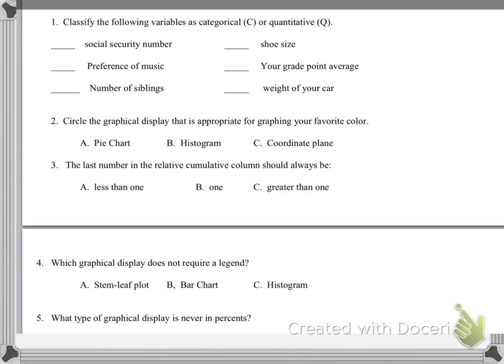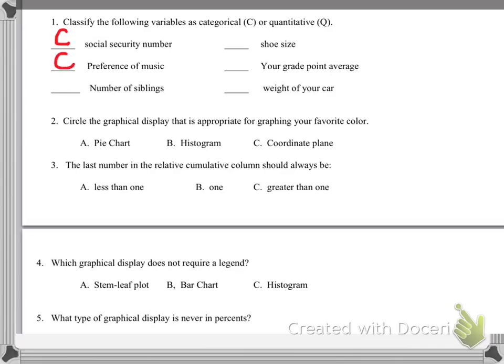Okay, so the first one is Social Security number. If I was to put all of your Social Security numbers into the calculator and find the average, would anybody have a .167? No. So therefore, this would be categorical. Okay, your preference of music, rock and roll, country, that's categorical.